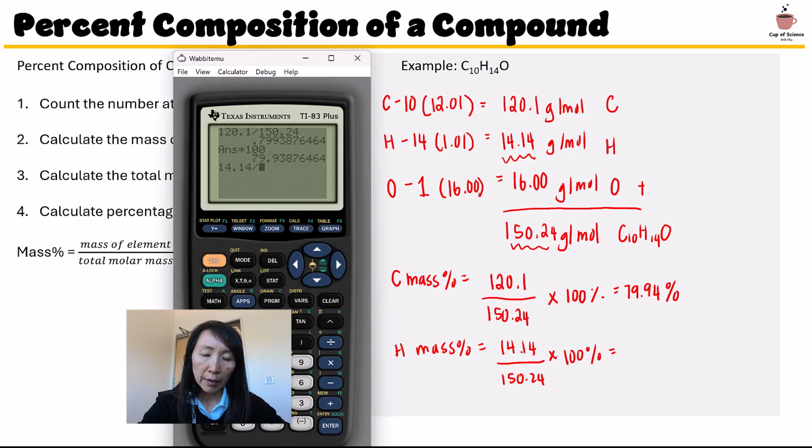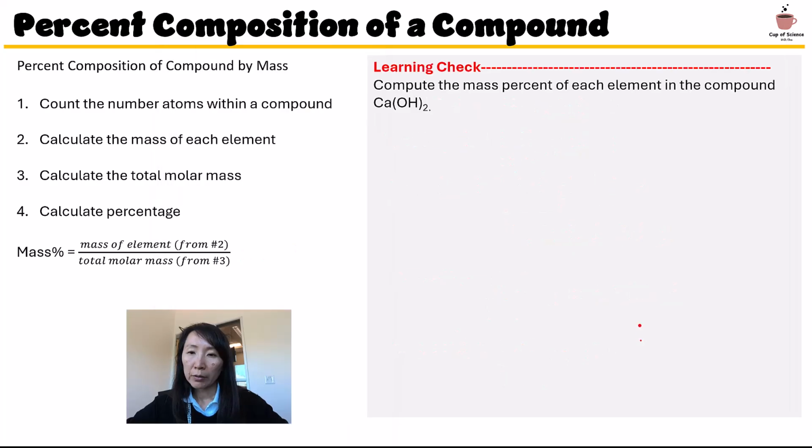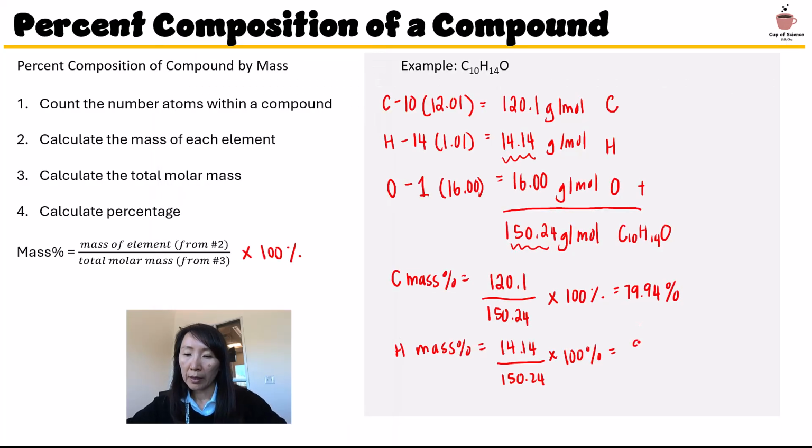14.14 divided by 150.24. Enter. And then multiply by 100. And that gives me 9.412%. So I'm going to keep on going for oxygen as well. You try for oxygen, okay, and then come back and check this key to get the mass percent for oxygen.